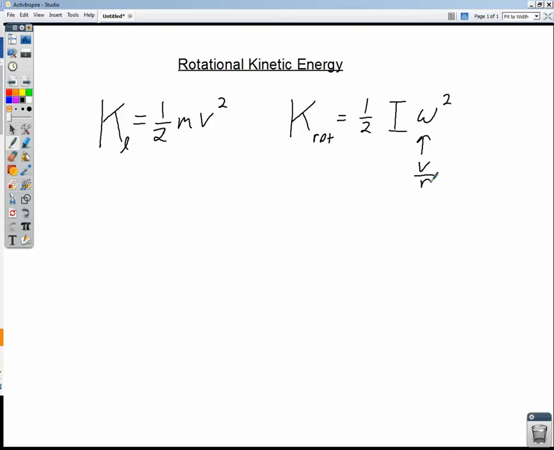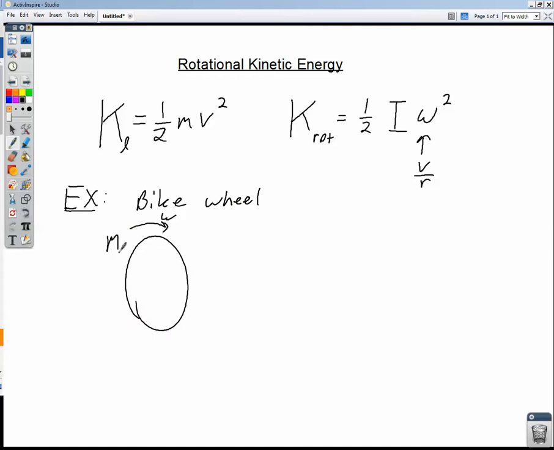Now, we can look at an example of something that is both rolling and moving translationally or linearly, and this is like a bike wheel. A bike wheel rolling on the ground without slipping is going to have an omega. It has a total mass, it has a radius r, and it's also going to have a linear velocity v going along the ground without slipping.